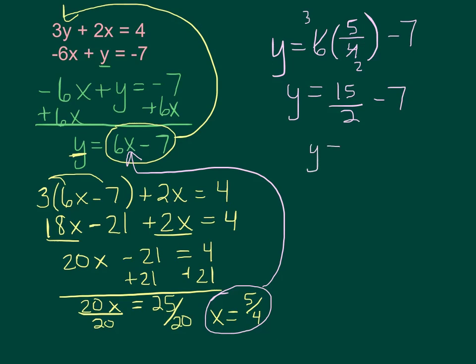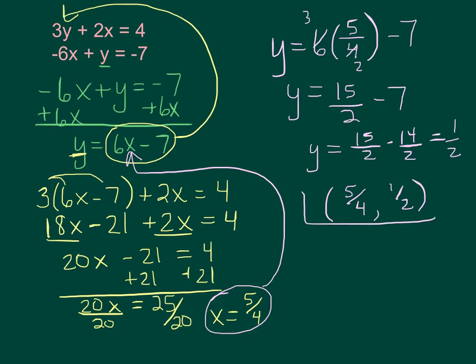And then y equals, if you throw that in your calculator or you get a common denominator, you would have 15 halves minus 14 halves equals 1/2. So the solution to this system of equations is 5/4, 1/2. I don't have a lot of room to check this, so I'm going to check it on the next slide.